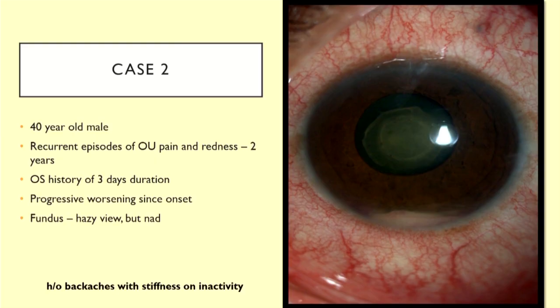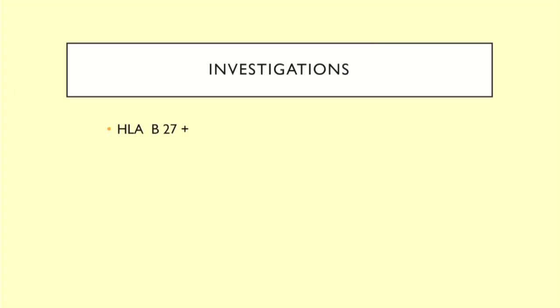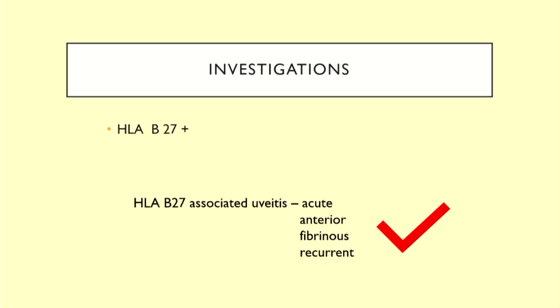So for this patient, ask for a history of backaches. This patient has a history of lower backaches which worsens on inactivity. So what are you dealing with? Yes, so now it becomes clear. So history taking is very, very important when you are seeing a patient with uveitis. It helps you differentiate and look for specific tests, specific investigations. So this is HLA-B27 uveitis and classically known to be acute, anterior, fibrinous and recurrent in nature.